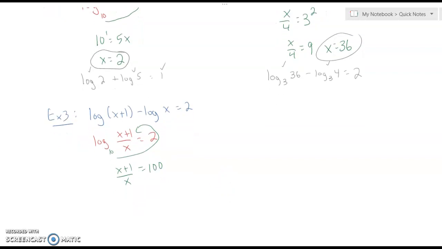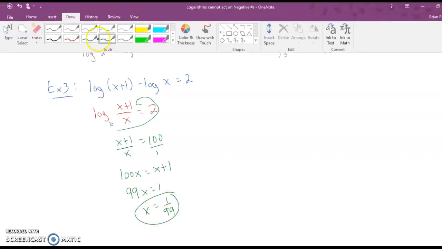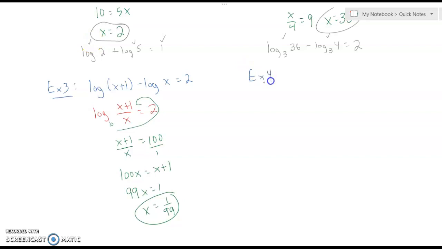So this is where these get a little bit tricky, is that we've got to remember that this is really a fraction. 100 is 100 over 1. So then I can just cross multiply and solve. So I'm going to have 100x equals x plus 1. Take away x from both sides, I get 99x equals 1. x equals 1 over 99. And when I plug that back in, I'll have 1 plus 1 over 99. I'm cool with that. I'm going to have log of 1 over 99. I'm cool with that. And so I don't have an extraneous solution. So it seems like so far, with every single problem we're doing, we're never going to get an extraneous solution. But I'm going to tell you right now that that's not always the case.